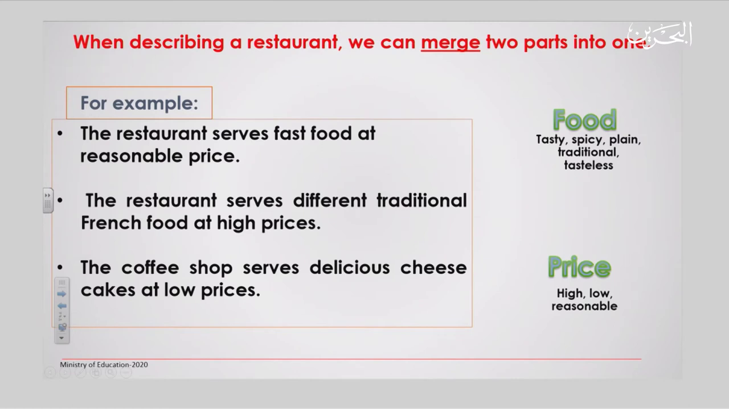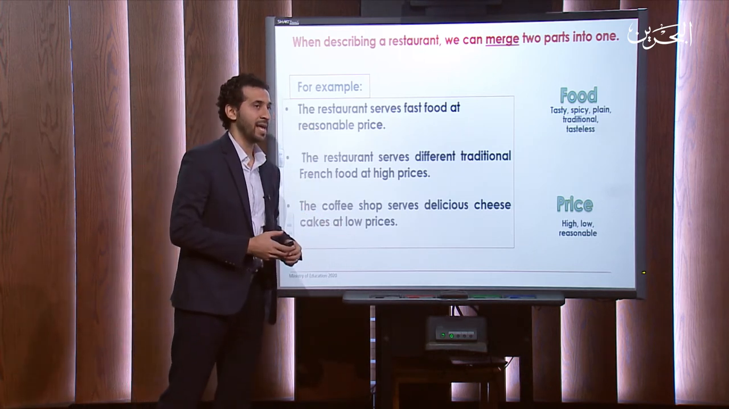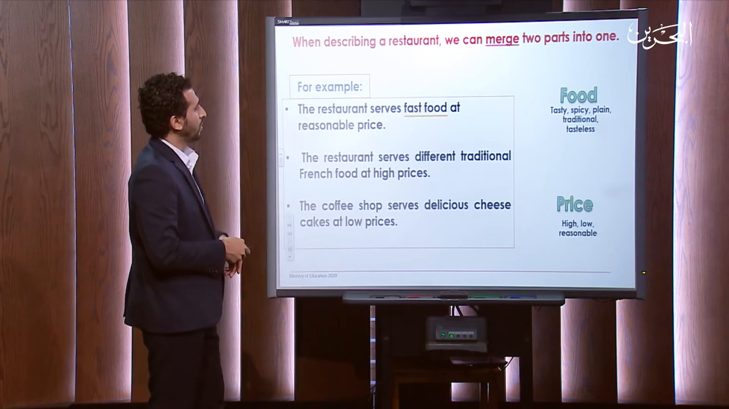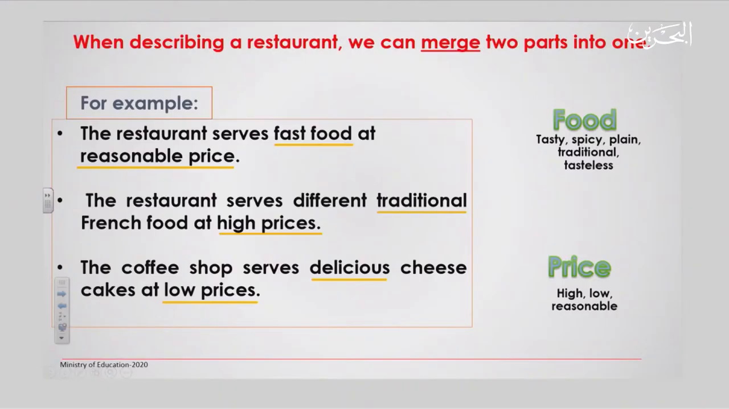How did we merge them? By using the word at. So we have one complete sentence. Another example, the restaurant serves different traditional French food at high prices. Again, we merged them using the same preposition. The coffee shop serves delicious cheese cakes at low prices. Again, you can merge food and prices by using the preposition at. Okay, now, if you look here, these are the two things that we merged, food and prices.